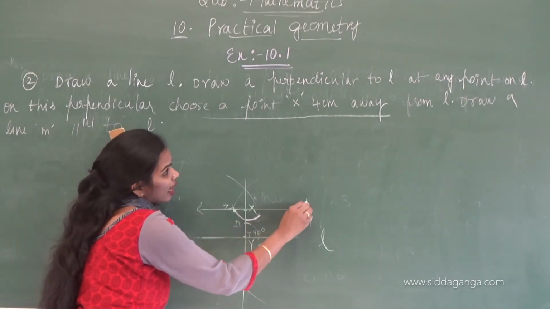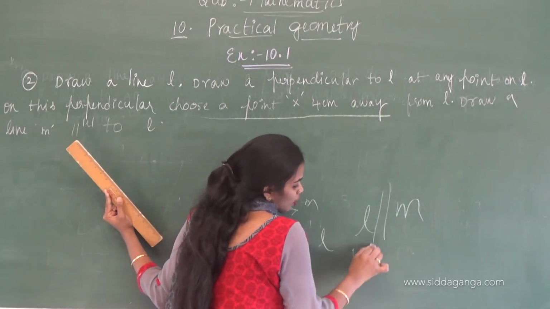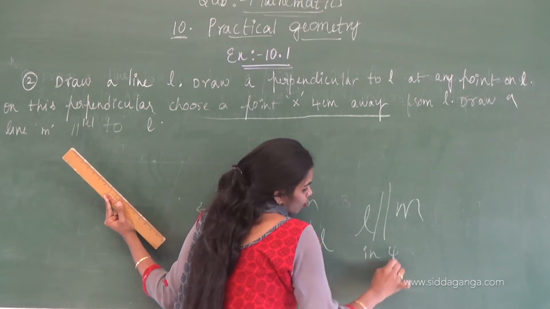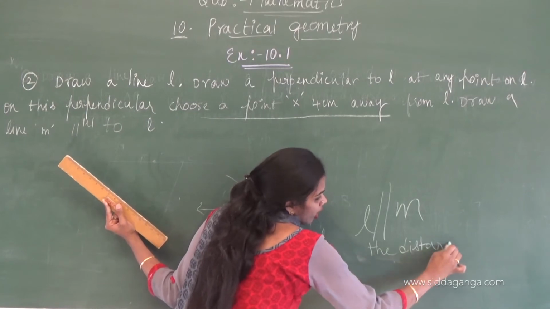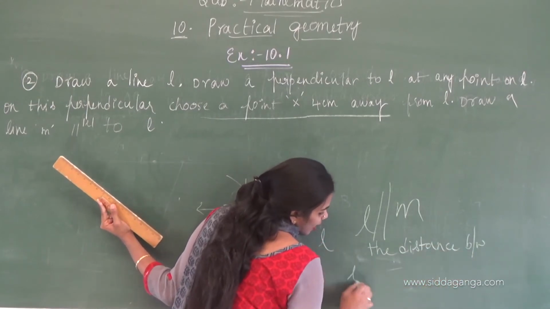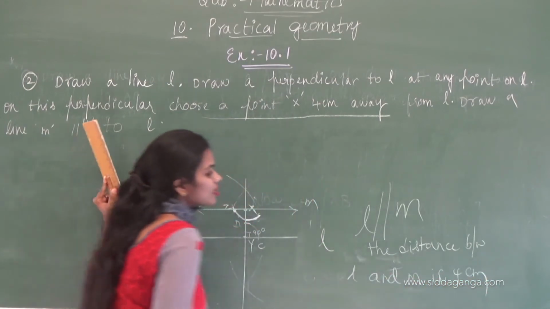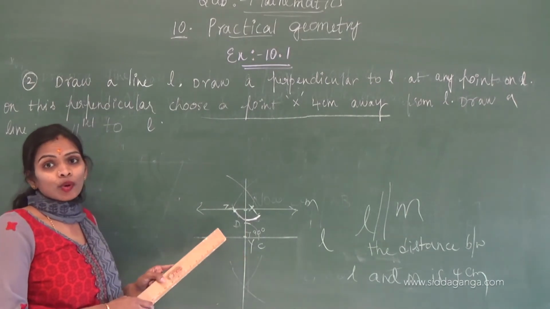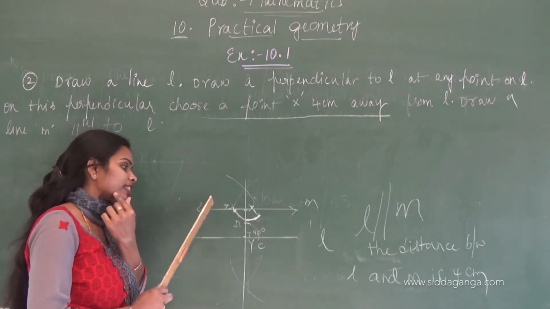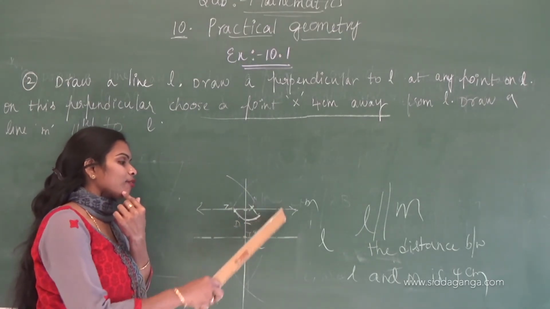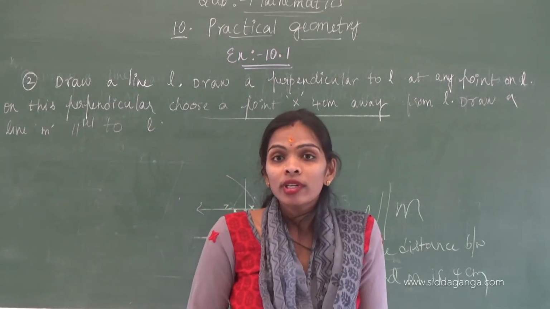We have to name that line as M, that is nothing but L is parallel to M, and the distance between L and M is 4 centimeters. L and M are the two parallel lines we have constructed, and wherever you take it, the distance between L and M is 4 centimeters.